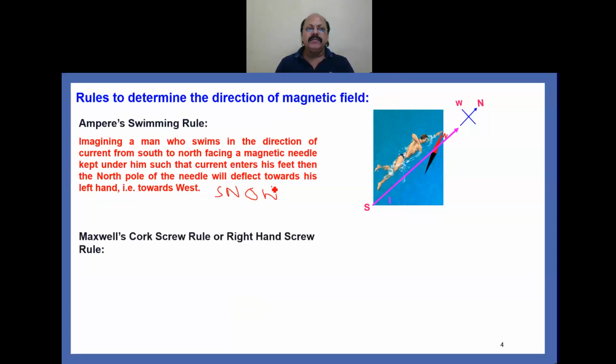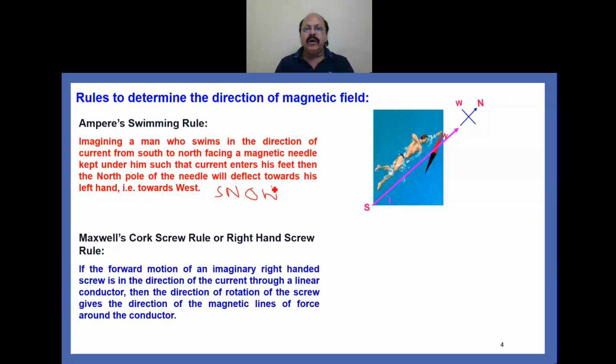Now another rule is Maxwell's corkscrew rule or right hand screw rule, which is also very important while you are determining the direction of magnetic field in case of Biot-Savart's law. Here you see there is a screw whose forward motion we are considering, and the screw is rotating. If the direction of the current is the same as the direction of forward motion of the right hand screw, then the rotation of the screw will give the direction of magnetic field lines.